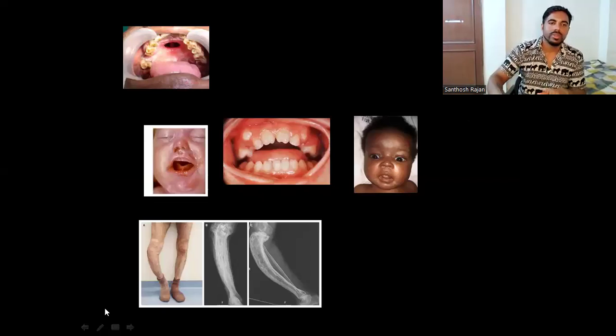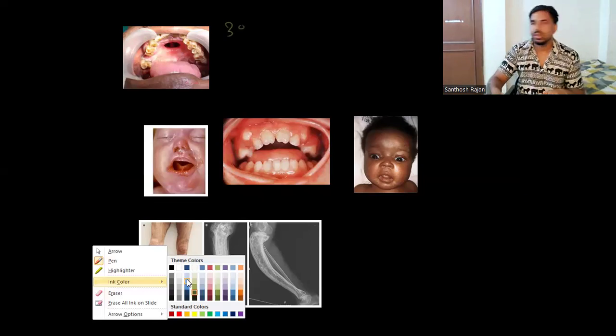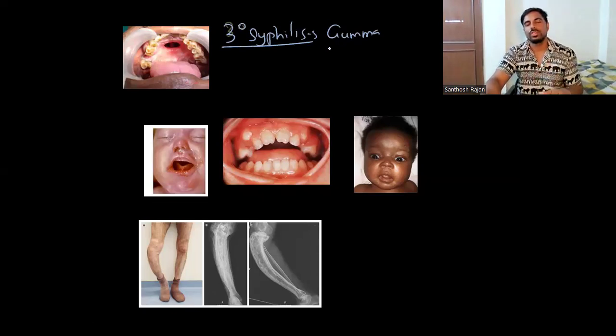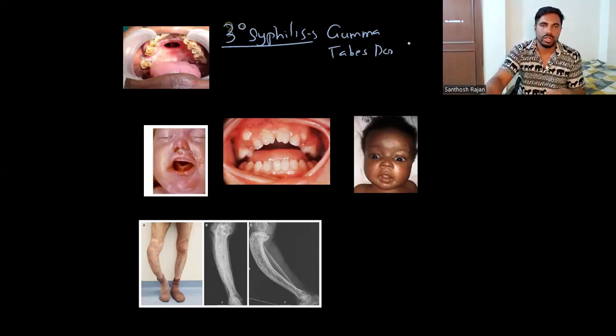Okay, that's it. Now here, this is tertiary syphilis. You're seeing what? Gumma. So this is tertiary syphilis, and you're seeing the gummas here. Gumma is seen. Apart from that, of course, the heart will be affected: tabes dorsalis, aortic aneurysm. We will talk about this later. Okay, right.